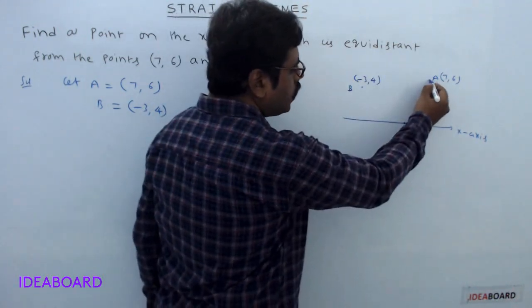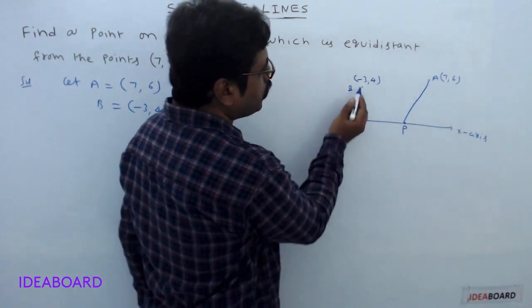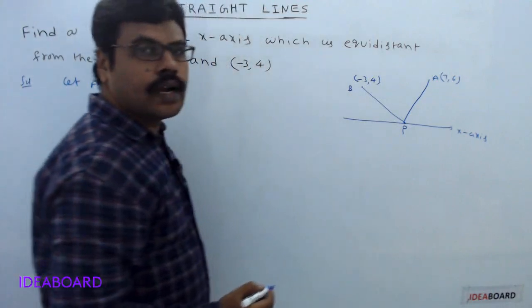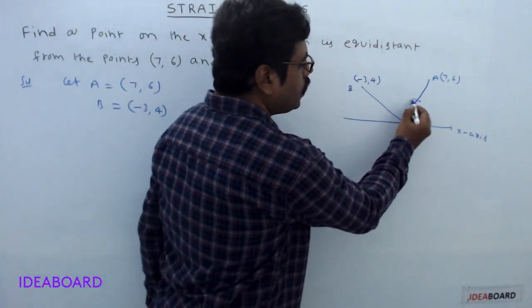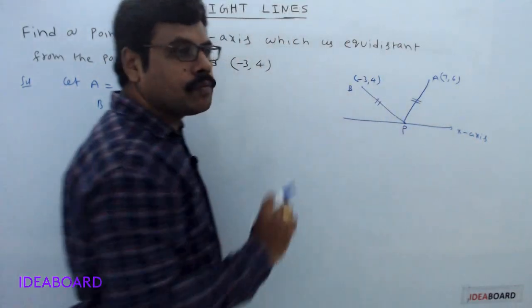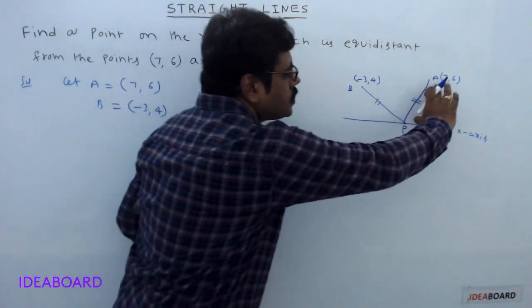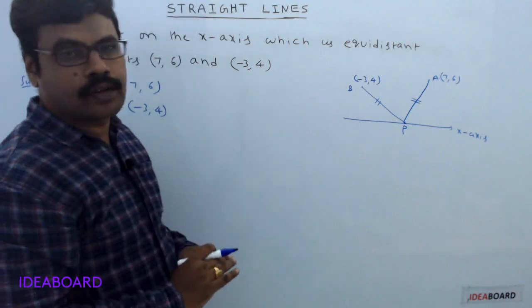First join the points A and P. Next join the points B and P. Now what is the given condition? This required point P is equidistant from the points A and B. It means PA equals PB. This length and this length, both of them are equal.